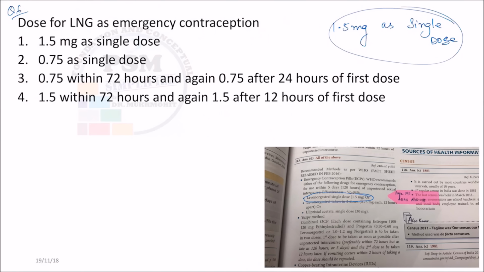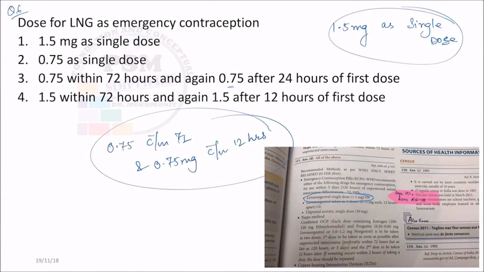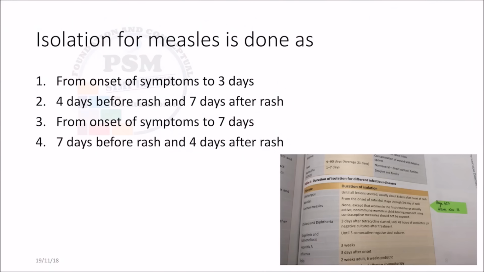Please remember earlier we were giving 0.75 within 72 hours, another 0.75 within 12 hours, not 24 hours. So it was 0.75 within 72 hours, another shot of 0.75 milligrams within 12 hours of the first dose. That was what was followed earlier, but now it is preferred to follow 1.5 milligram as a single dose. So we would like to go with 1.5 milligram as single dose option.